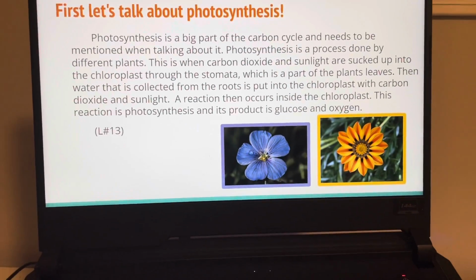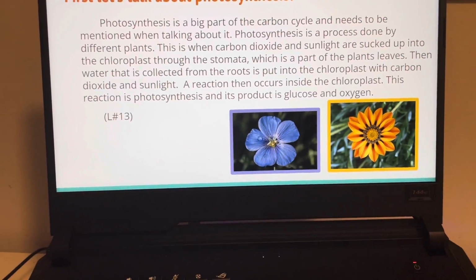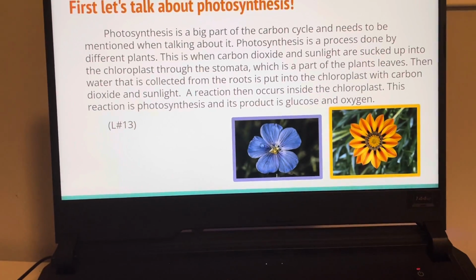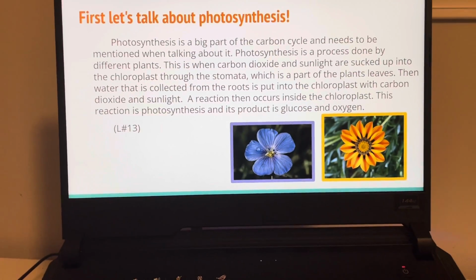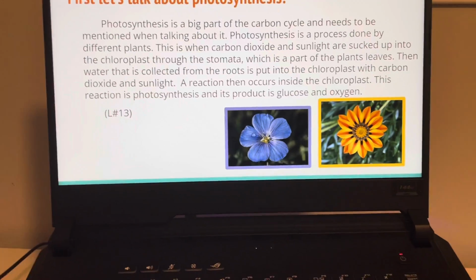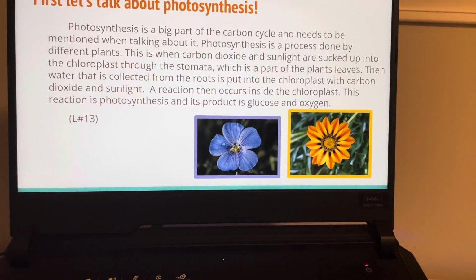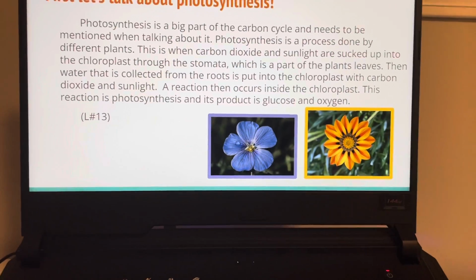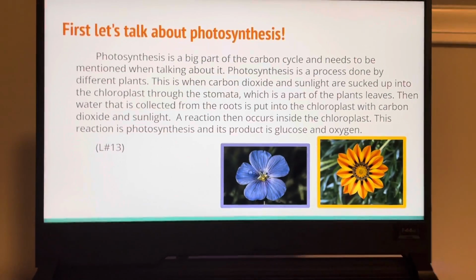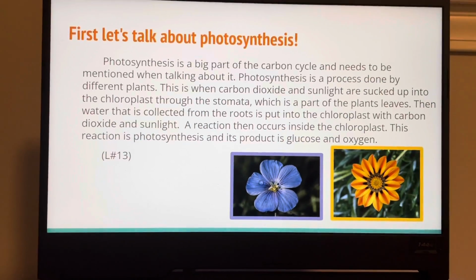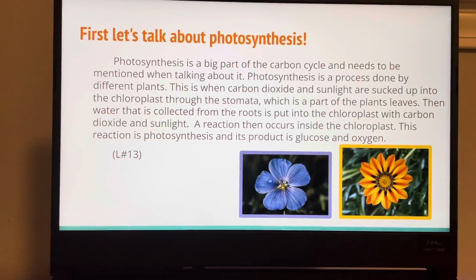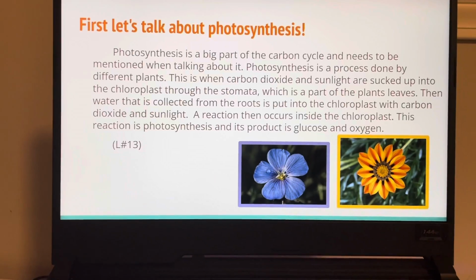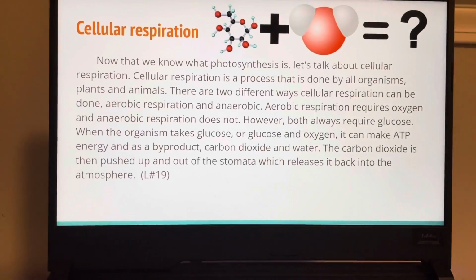First, I talk about photosynthesis. This is because it is a very big part of the carbon cycle and needs to be mentioned. It is when carbon dioxide, sunlight, and water are all put into the chloroplast, and it makes glucose and oxygen. I put these two images in at the bottom because they are two different plants that perform photosynthesis. Well, all plants perform photosynthesis. These are just two examples.